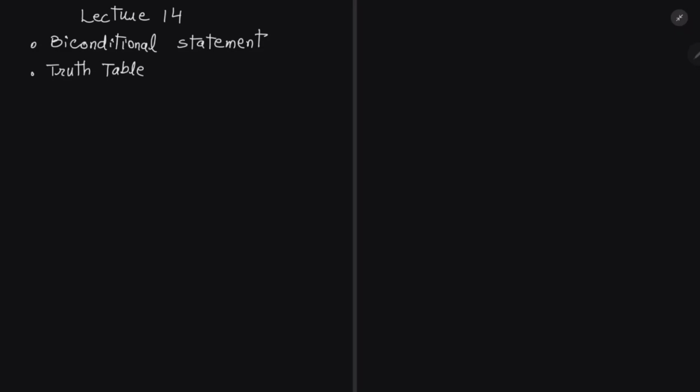In this video, I will talk about the biconditional statement, and then we discuss the truth table for the biconditional statement. In the previous video, we saw what a conditional statement is. A conditional statement looks like this: if we have one proposition P, this implies Q. So Q is the conclusion. But from Q, we cannot go back and get that P is true.